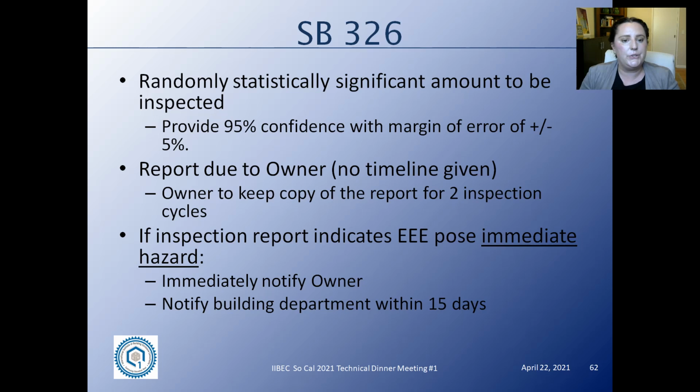The report is due to the owner. However, there's no timeline given, and the owner is still to keep a copy of the report for 2 inspection cycles. And by owner, I apologize, I mean HOA or board. If an inspection report indicates the triple E poses an immediate hazard, you need to immediately notify the owner and notify the building department within 15 days.